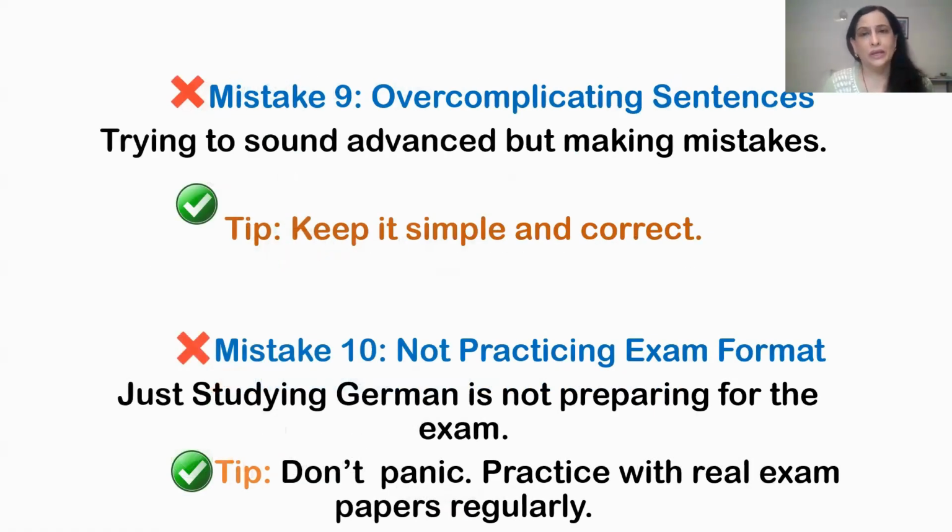Now coming to mistake 9, overcomplicating sentences, trying to sound advanced but making mistakes. This should not be done. Sometimes students think that if they complicate sentences, the examiner will be impressed. But this is not the case. If you are 100% sure, then only use complicated sentences. Otherwise, use simple sentences and try to avoid mistakes. Keep it simple and correct.